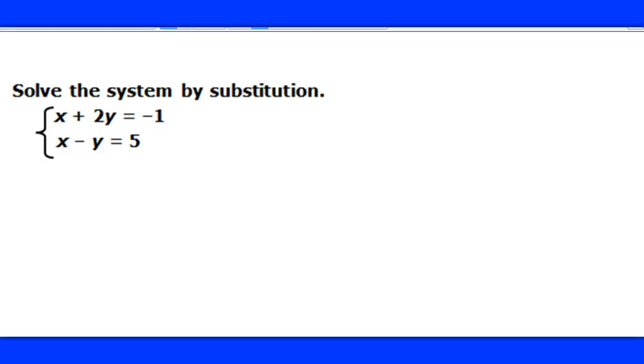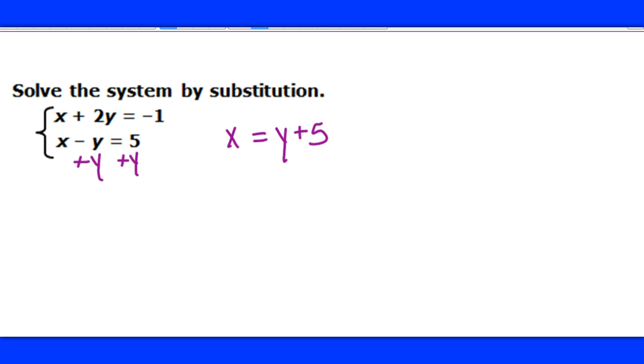Number 1, isolate the variable. Now, make this easy on yourself. I would either isolate the x in the first one or the x in the bottom one. Some people like to isolate the same variable in both of them and then just set the two resulting equations equal to each other. That's totally up to you. I personally, in this one, would probably solve for x in the second equation by adding y to both sides, and that's going to give me x is equal to y plus 5.